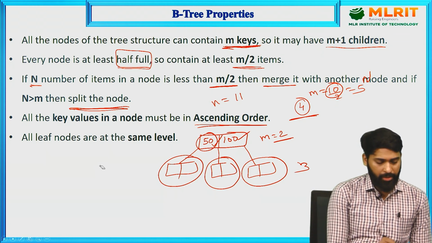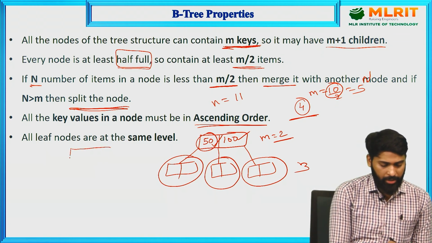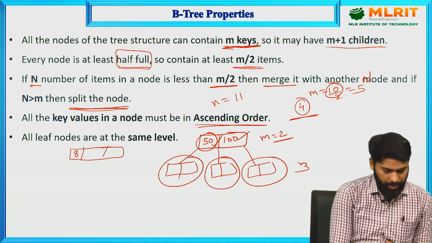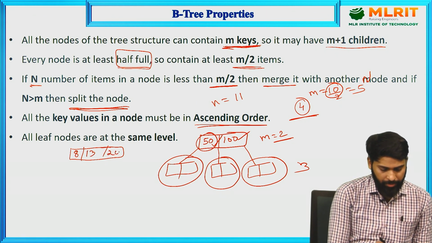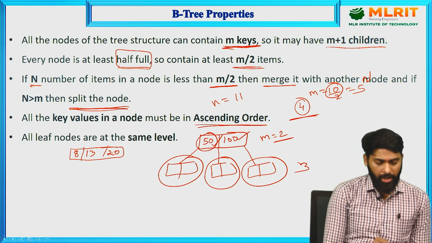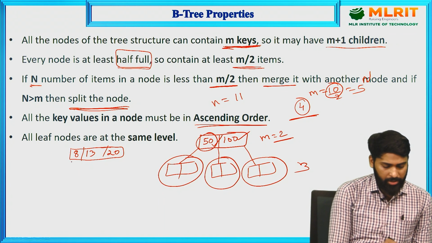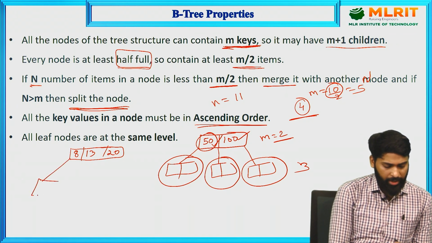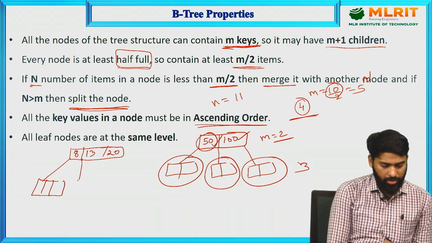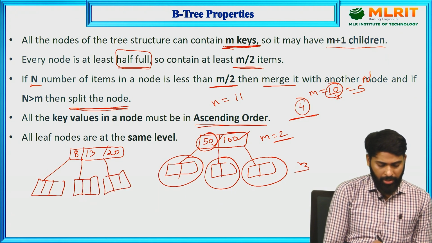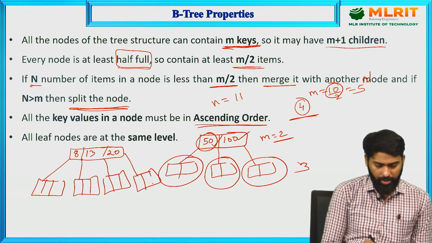So for example, if the tree can hold 3 values, let us assume 18, 13, 20. Now if you observe, all the values are in ascending order. So how many children? 4. Why? Here m equals 3, so the number of children are 4 here.